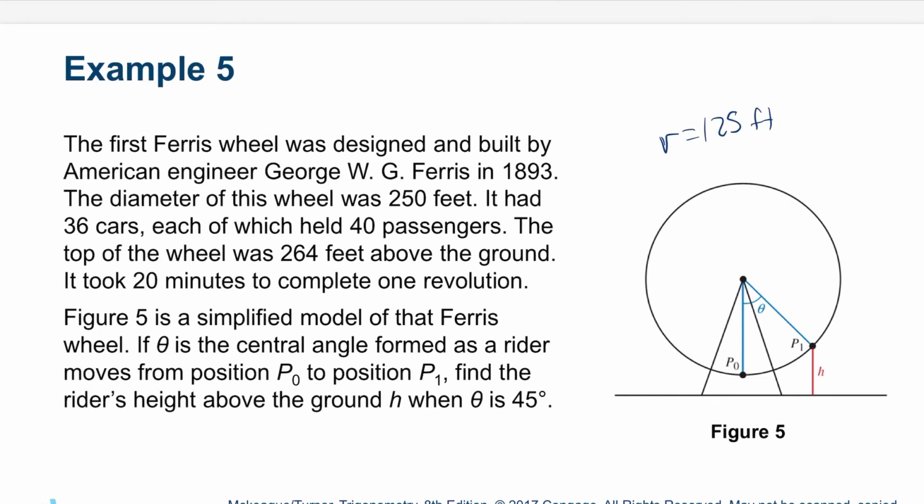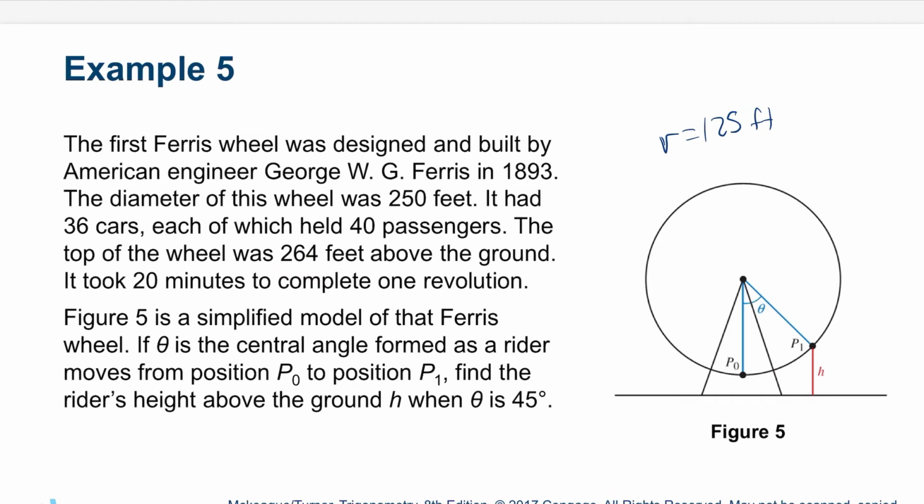All right, anything else of significance? Well, we know that it says here the top of the wheel was 264 feet above the ground. So from here all the way down to here is 264, but from here to here is 250. That means that the distance between this point P sub 0 to the ground would have to be 14 feet because of this information that they tell us.